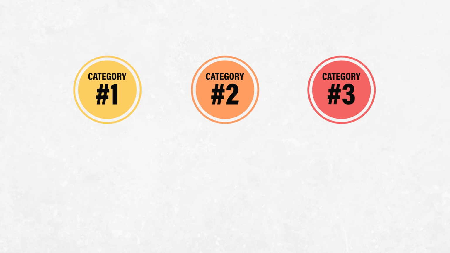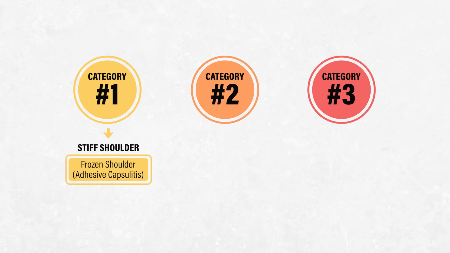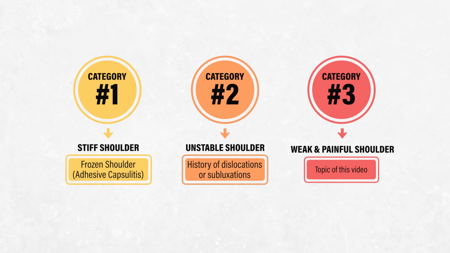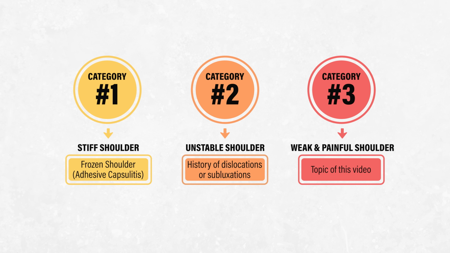When it comes to the shoulder, pain can often be divided into 3 broad categories. The stiff shoulder, like frozen shoulder or adhesive capsulitis. The unstable shoulder, which relates to a history of dislocations or subluxations. And the weak and painful shoulder, which is the topic of this video.